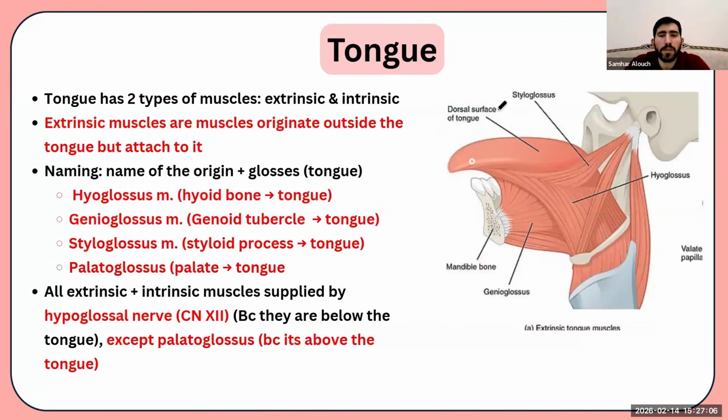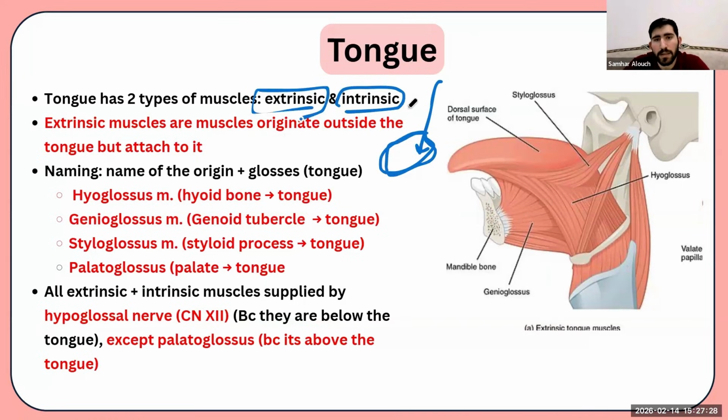Okay? Now let's talk about the muscles of the tongue. As I said, the tongue itself is a bag of muscles. However, there are also some muscles that come from outside and attach to the tongue. So we have two types of muscles in the tongue. We have the intrinsic muscles of the tongue. Intrinsic means inside. So these are the muscles that make up the tongue itself. And we have the extrinsic muscles. Muscles that come from outside and attach to the tongue.